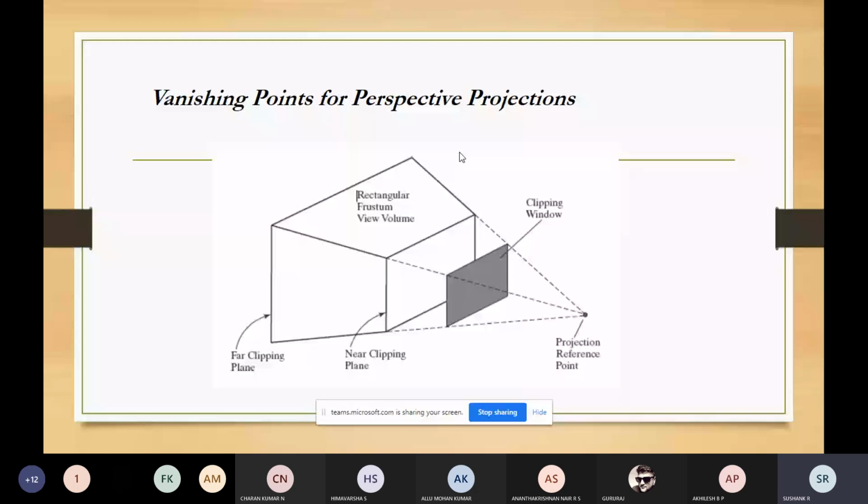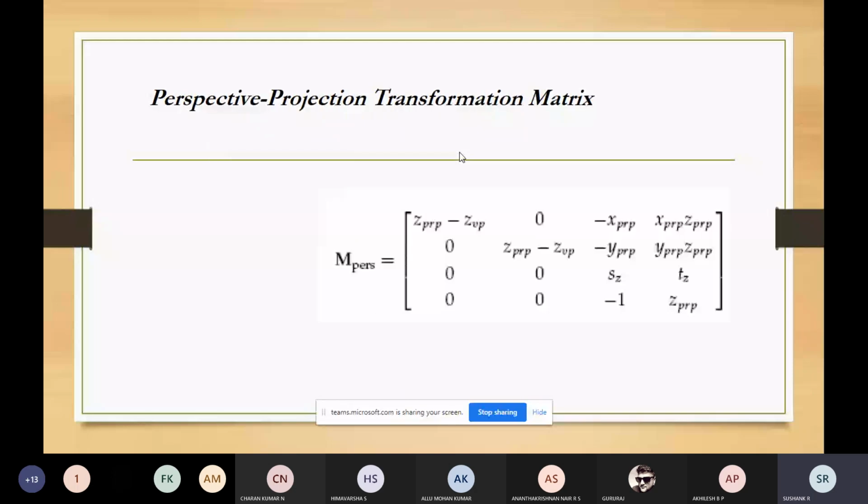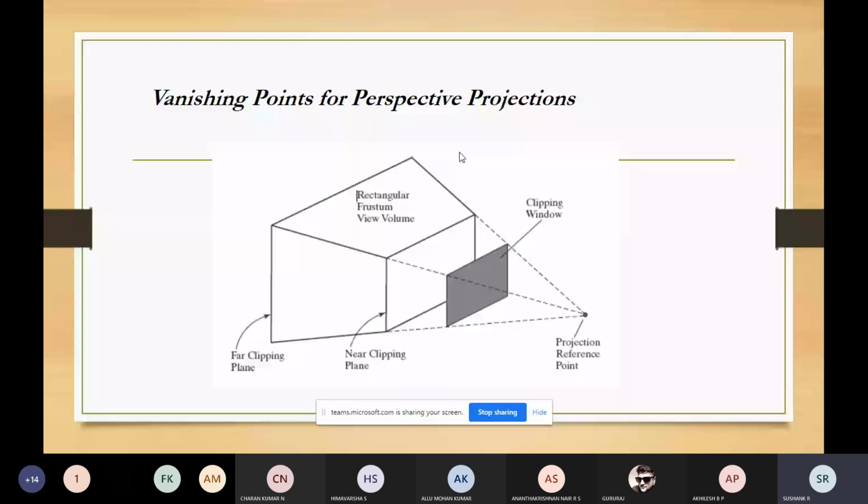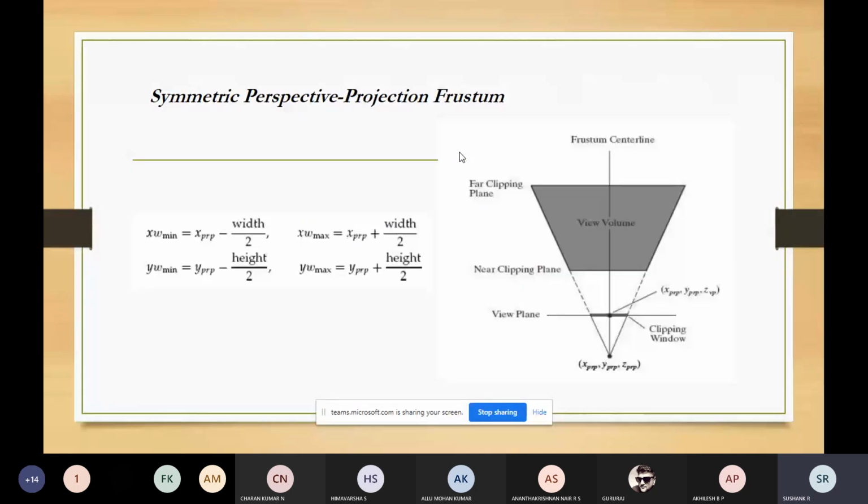So two cases will come. When it is not symmetric, we will have oblique parallel projection, and when it is symmetric, we will have the orthogonal projection. These are the two possibilities which we will discuss in today's class. It is based on the transformation matrix and this rectangular frustum view volume. This is the first case.